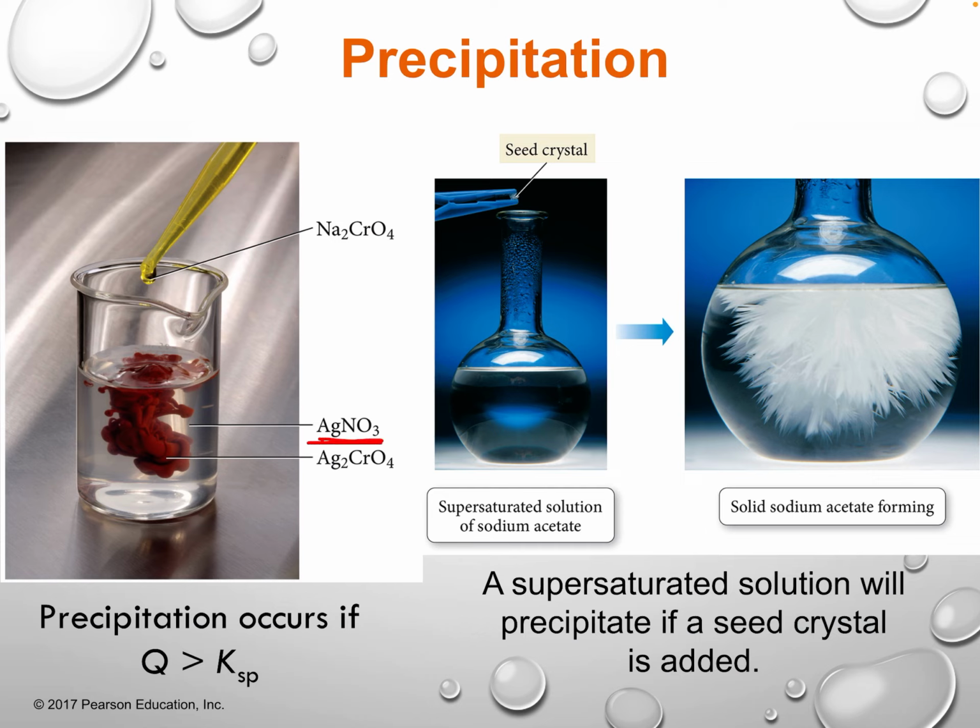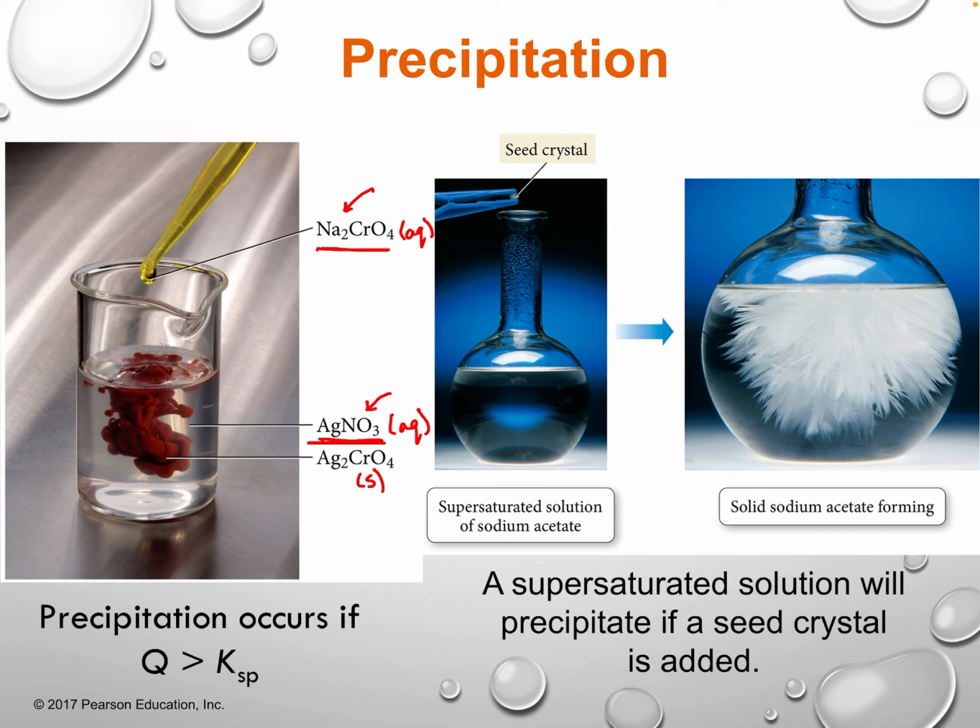We had silver nitrate and we added sodium chromate, and we're getting this red colored silver chromate. That would be our precipitate, because anything with nitrates is always going to be soluble, and anything with sodium is always going to be soluble. So these are both aqueous solutions that we've added together, and when we add them together, we're getting the formation of silver chromate, which is our solid, so a precipitate has formed.